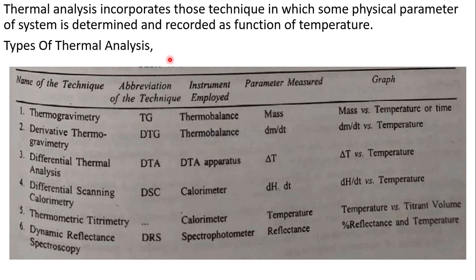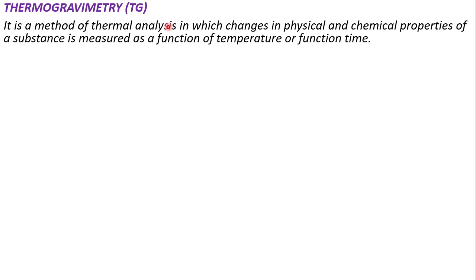Types of thermal analysis. These are the different types of thermal analysis, and this is the abbreviation for the analysis. And these are the instruments used in thermal analysis. Thermogravimetry. It is a method of thermal analysis in which changes in physical and chemical properties of a substance are measured as a function of temperature or function of time.